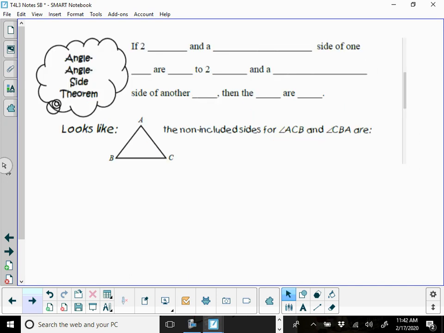All right, so then the second postulate, or theorem, we're going to talk about today is going to be the angle, angle, side. Okay, so let me fill it in and then we'll talk about it.